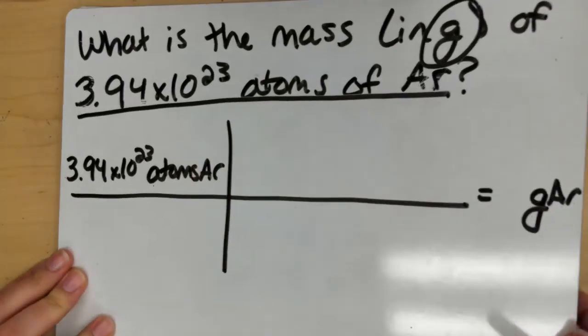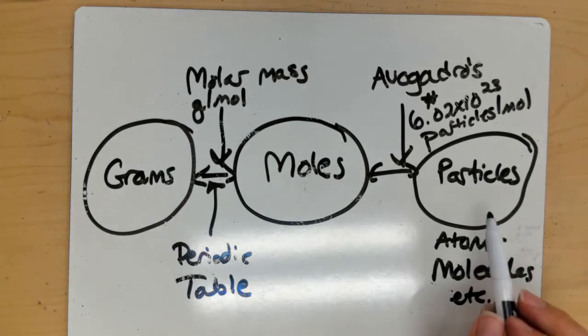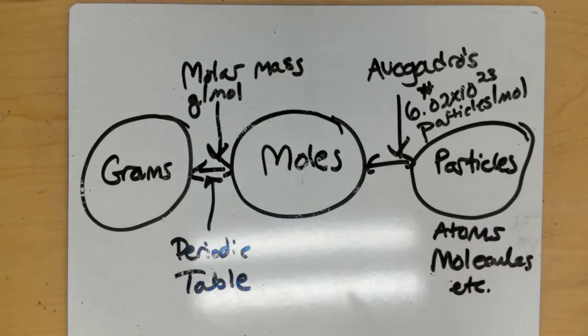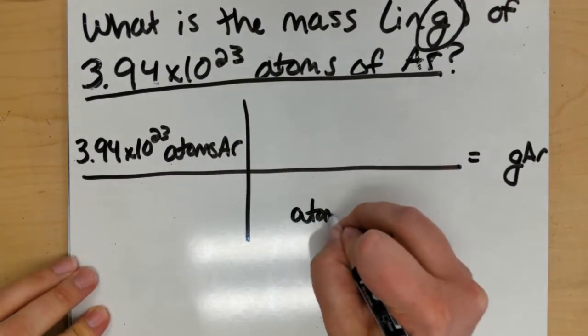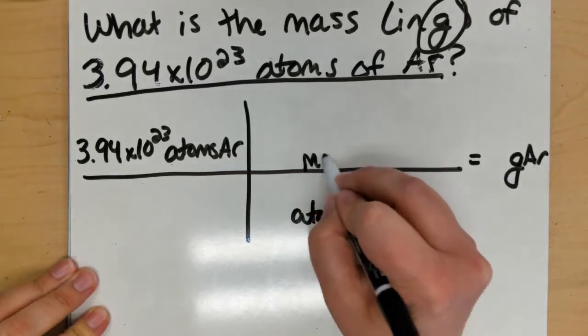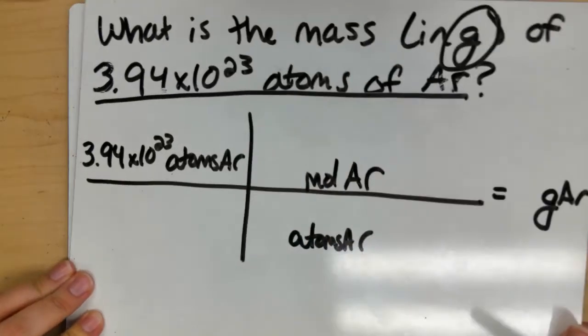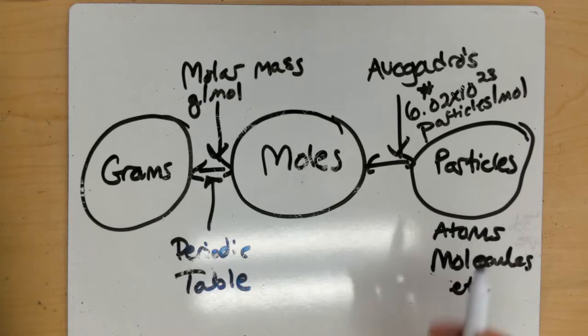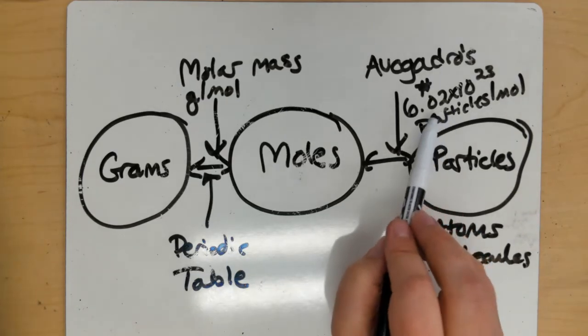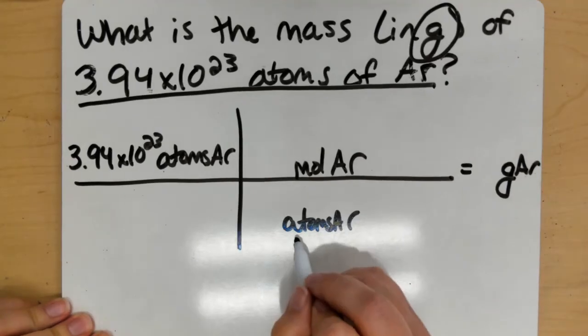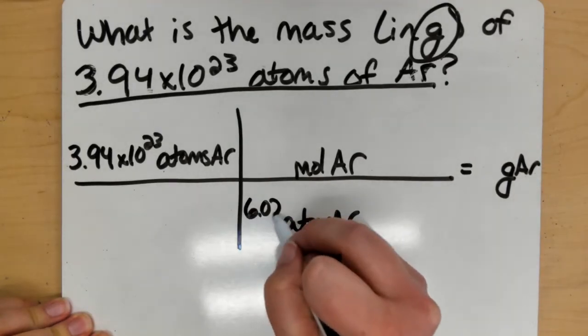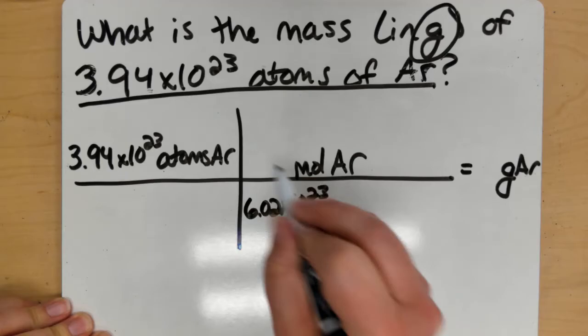Now, looking at my mole map, I have atoms, which are a type of particle. So the only thing I can convert to start with is moles. So I'm going to take atoms and move it down. And I'm going to put moles here. Now, I have to think carefully when I put in my conversion factor. Avogadro's number is how many atoms there are in a mole. So that number has to stay with atoms. There are 6.02 times 10 to the 23rd atoms in 1 mole.